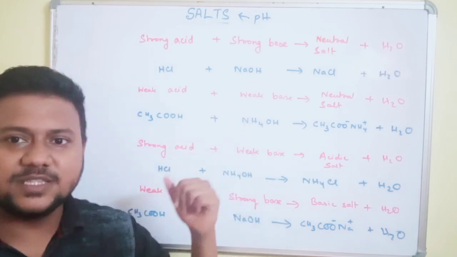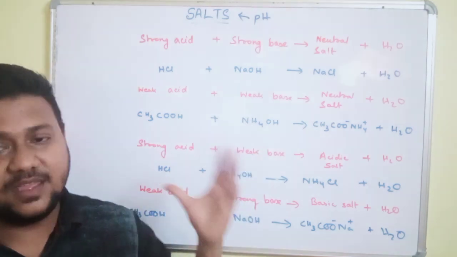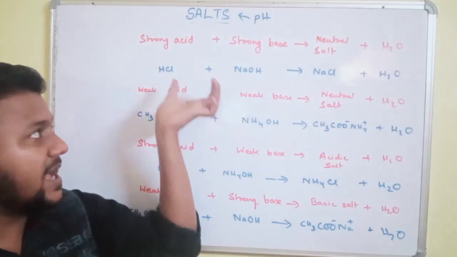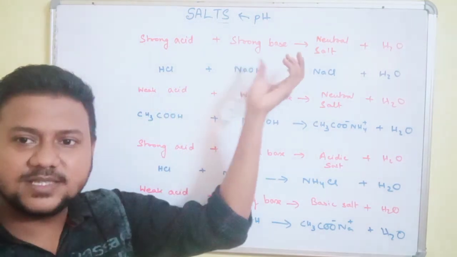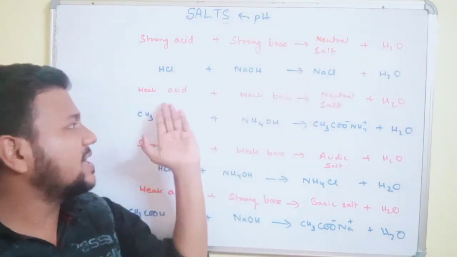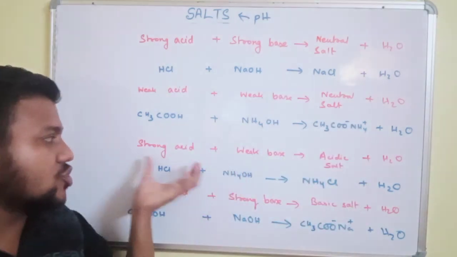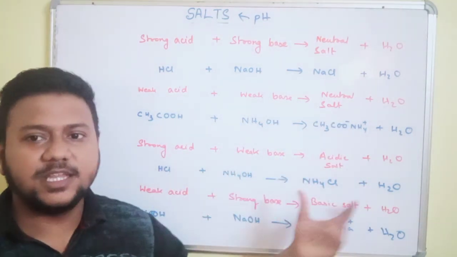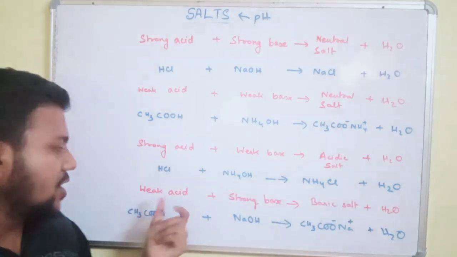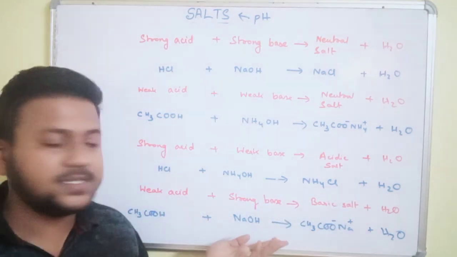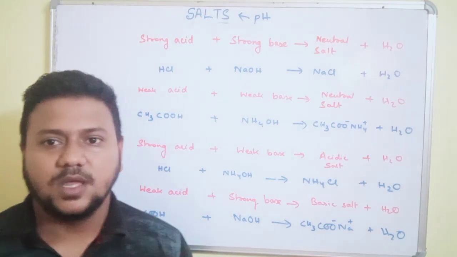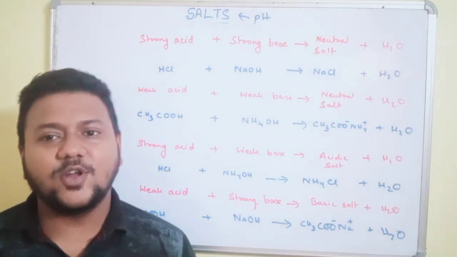Over here we have seen the pH of salts. It is very easy to learn that strong acids react with strong bases to give a neutral salt. A weak acid reacts with a weak base to give a neutral salt. Whereas if a strong acid reacts with a weak base, it gives an acidic salt, and when a weak acid reacts with a strong base, it gives a basic salt. Okay, this was the introduction to salts.